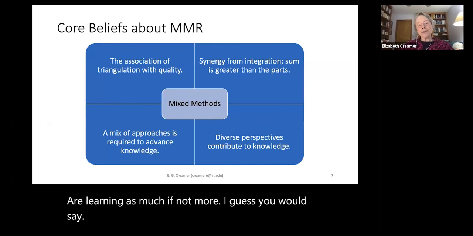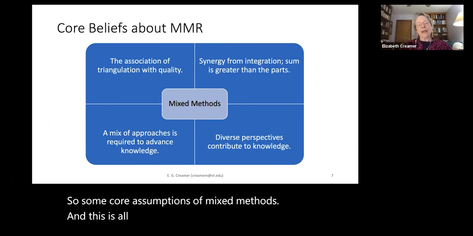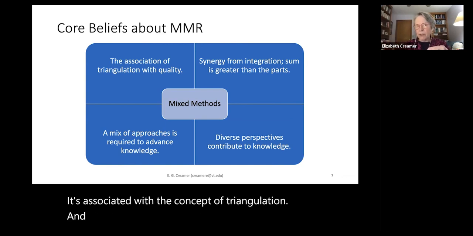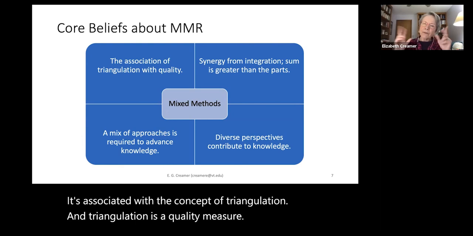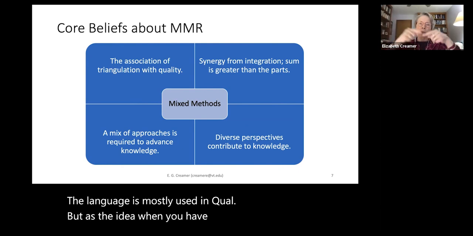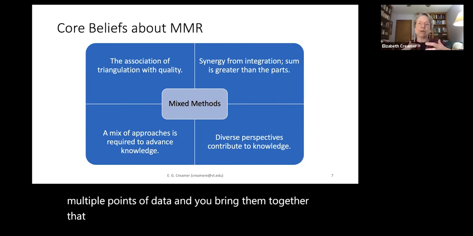So some core assumptions of mixed methods, and this is all approaches to it. It's associated with the concept of triangulation, and triangulation is a quality measure. The language is mostly used in qual, but that's the idea: when you have multiple points of view, multiple points of data, and you bring them together, that enhances quality.